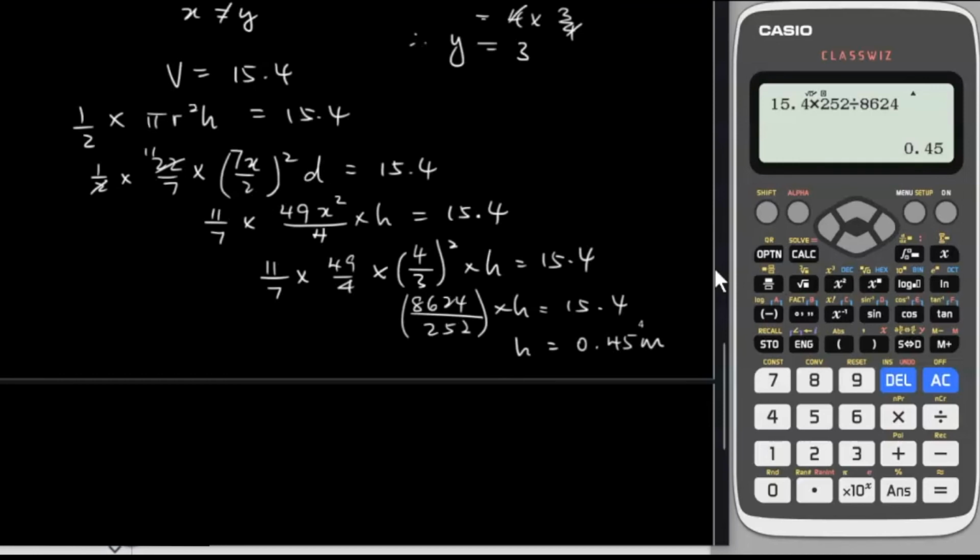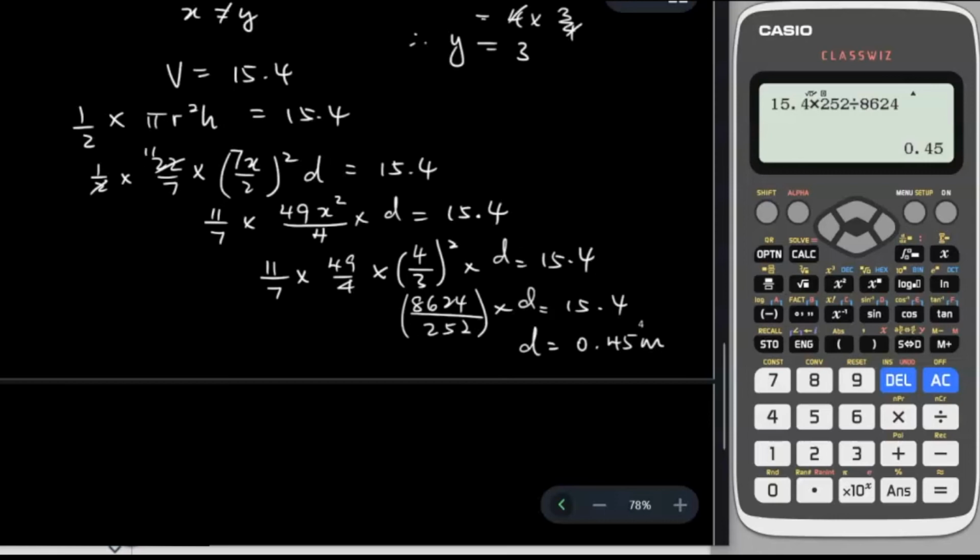So this h, we replace with d. So this one, this one, and this one, we replace with d. So d, d, d, d. And this is the final answer.